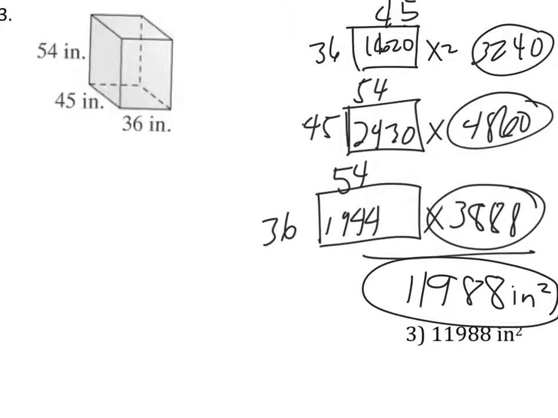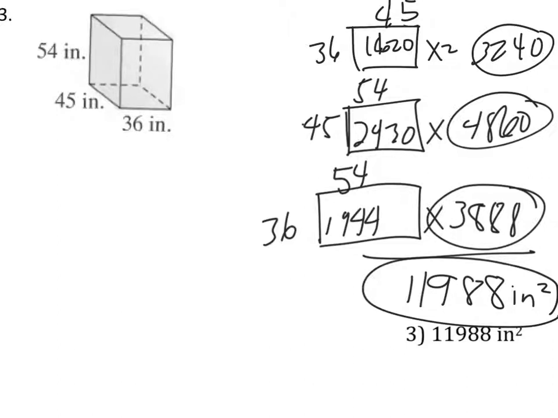Now I promise to show you a little more of a trick to it. So if you struggle with a rectangular prism, trying to see all the 6 sides, there's 3 sets of numbers. There's 54, 45, and 36. So 54 times 45 times 2. 54 times 36 times 2. 45 times 36 times 2. So basically you're going to use each number twice and then double it, right?